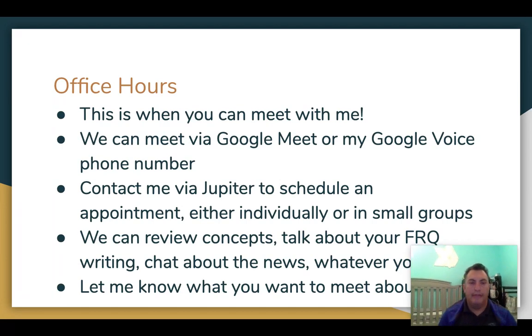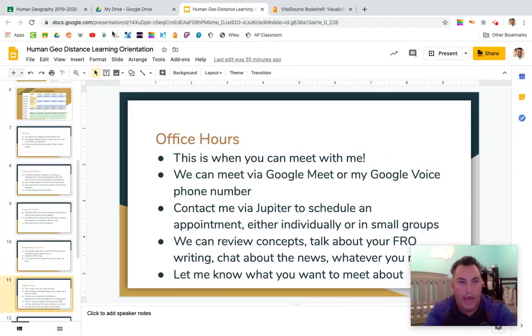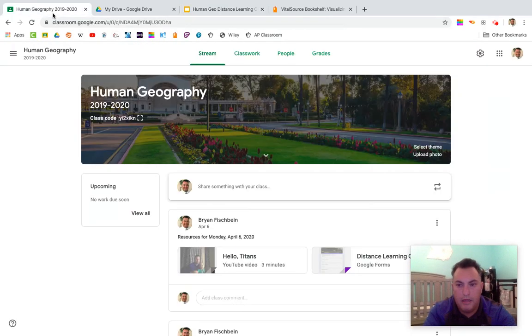Office hours. As you saw on the weekly schedule, that is from 1:30 to 3 p.m. Monday through Friday, and this is when you can meet with me. We can meet via Google Meet, or we can use my Google Voice phone number. Now, if we're using Google Meet, let's go over to Google Classroom. You'll see a link right over here in this area of Google Classroom. There's nothing there now because there's no Google Meet session activated.